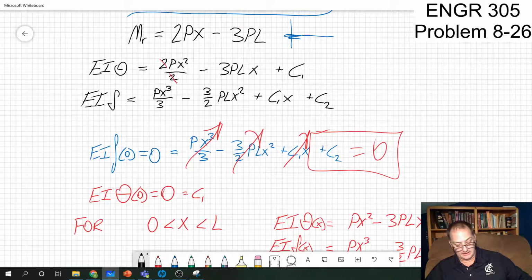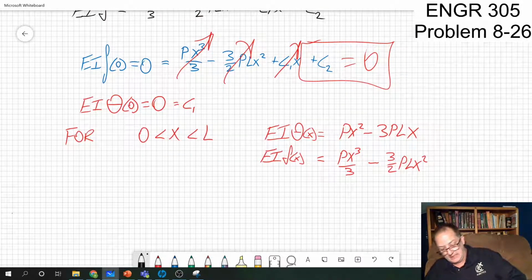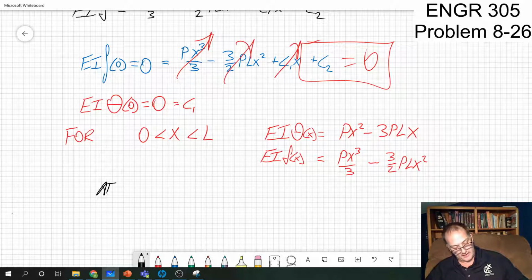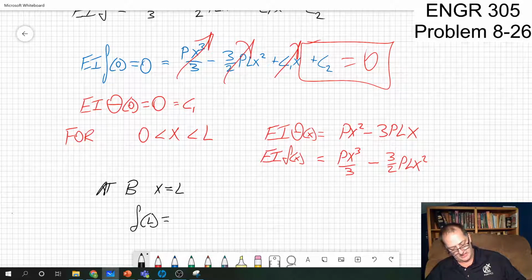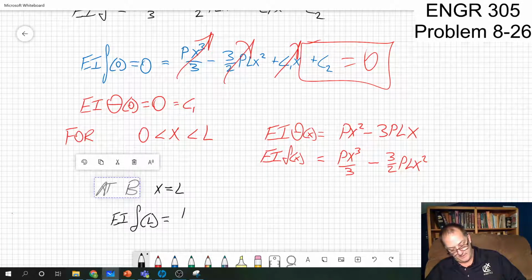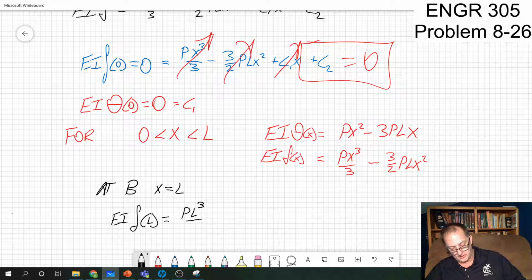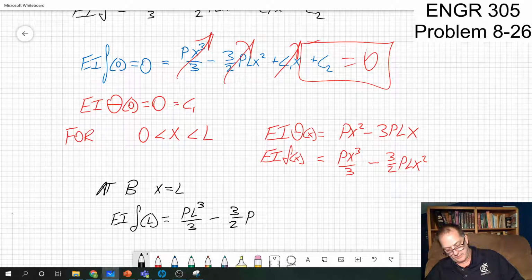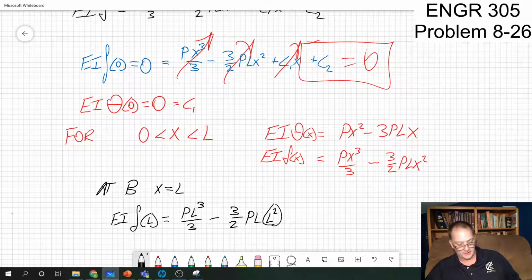And I can calculate that. At section B, x is equal to L. So delta of L, or EI delta of L, is equal to PL cubed over 3 minus 3 halves PL times L squared. That's the x squared.